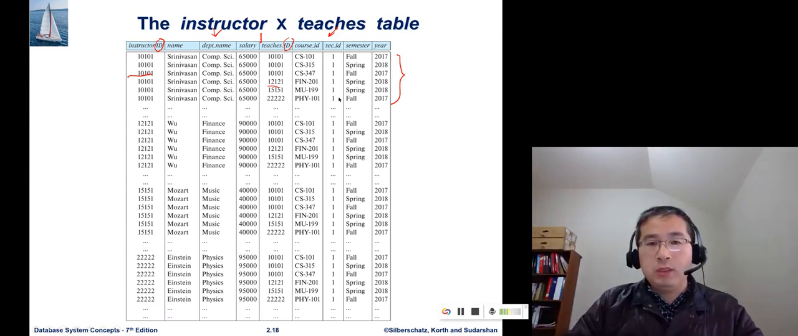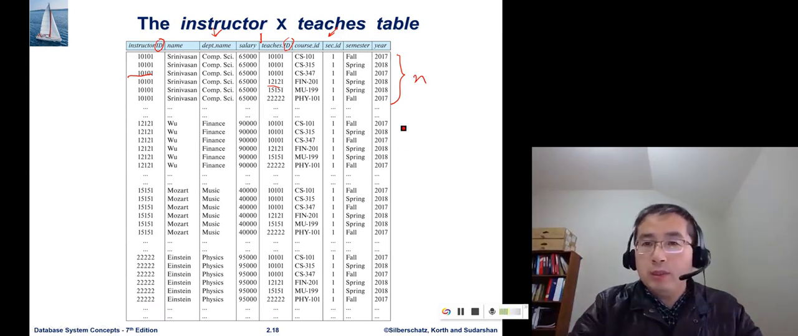So you can find that if this one has m and this one has n, we repeat each of these m by n times. So in total we have m times n.